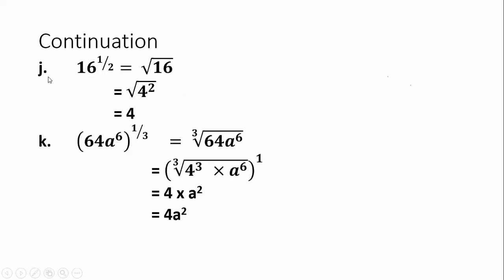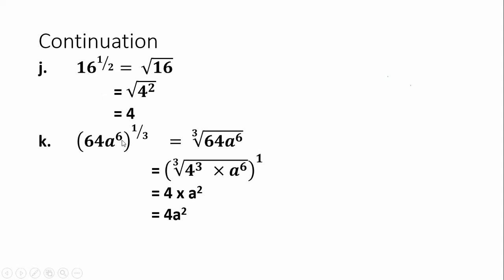Next one is also the index form, but now a fraction index: 16 raised to the power half. It will change to the radical form, and that's the square root of 16, so that's why the 2 is not indicated. And what does that mean? The mathematics there is you write this as the product of its primes. That will give us 4 times 4, which is 4 squared. So the square and the square root will cancel out, and our answer will be 4. Okay.